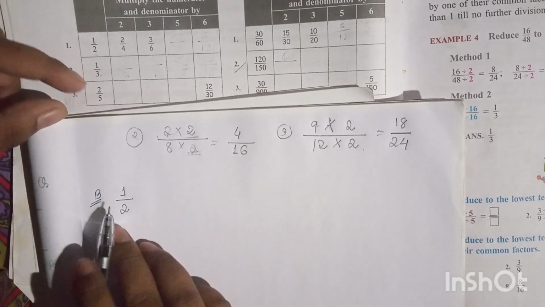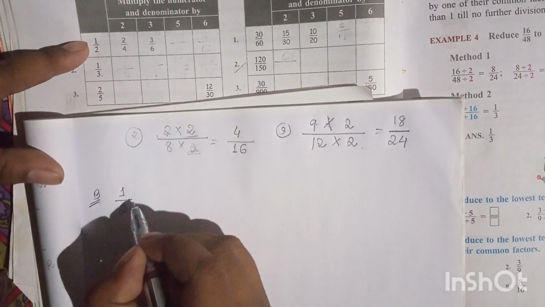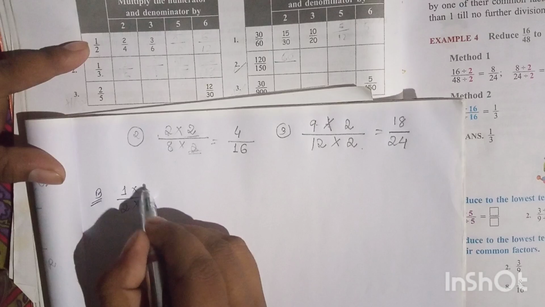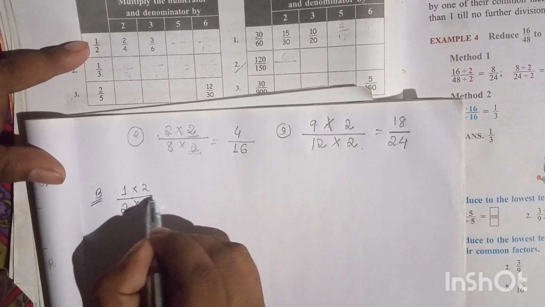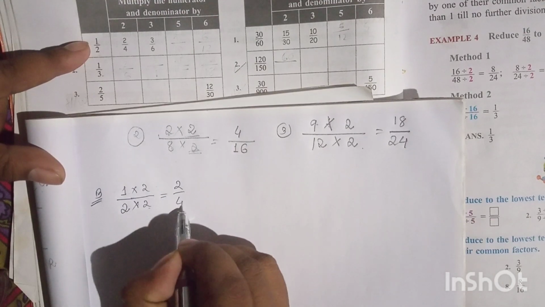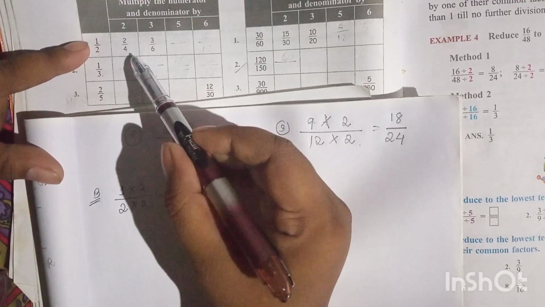Here the first fraction is 1 by 2. In the first box we have to multiply it with 2. So we have done so. When you multiply with 2, we get 2 1s are 2, 2 2s are 4. So the answer is 2 by 4. You can see here it is written 2 by 4.